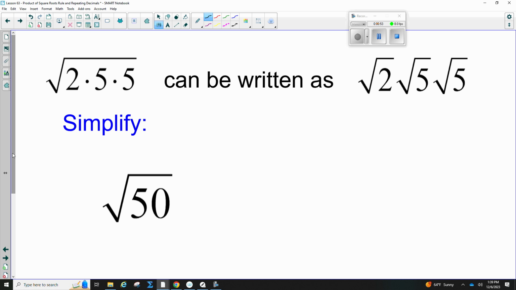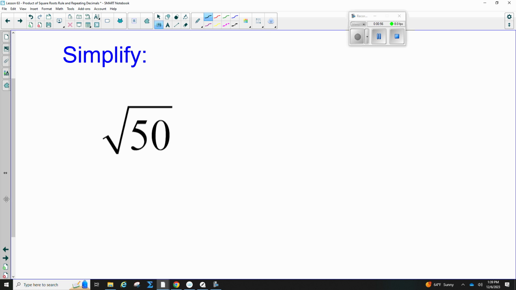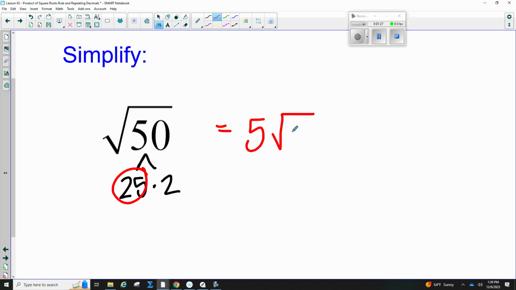They are going to ask you to simplify a bunch of these, okay? So you want to break up 50 into prime numbers or look for perfect squares inside of 50. So what's the best perfect square that you can think of that divides into 50? Everyone? 25. That is the best one, okay? So 50 is 25 times 2. And we know the square root of 25, right? What's the square root of 25? Good. It is 5. And the 2 stays inside.